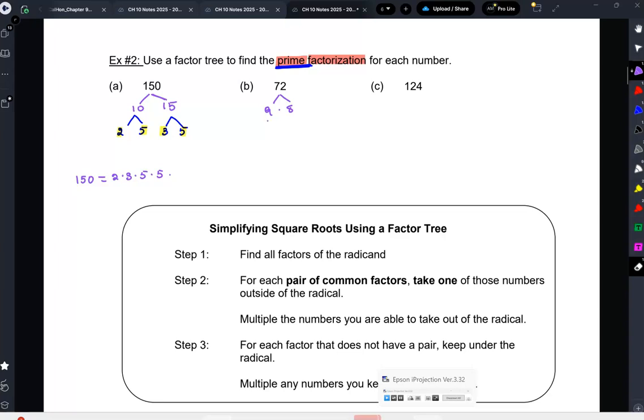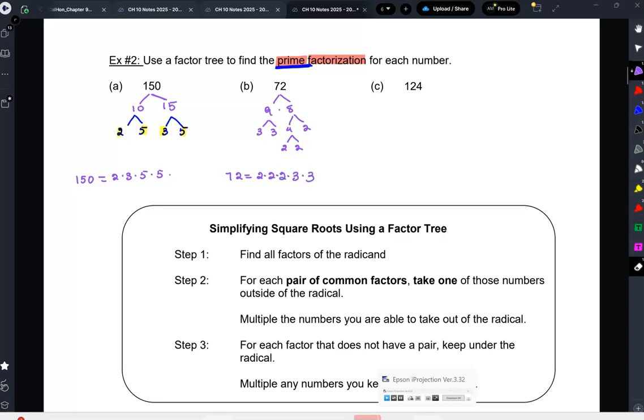So now, the 9 is 3 times 3. The 8 is 4 times 2. But the 4 is 2 times 2. Do you see that? I got to the 3, that was done. But so you just have to do each number until you can't go anymore. So 72 is 2 times 2 times 2 times 3 times 3.